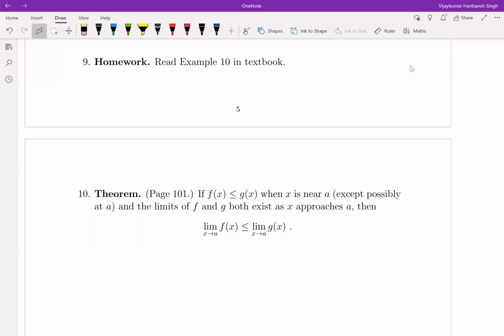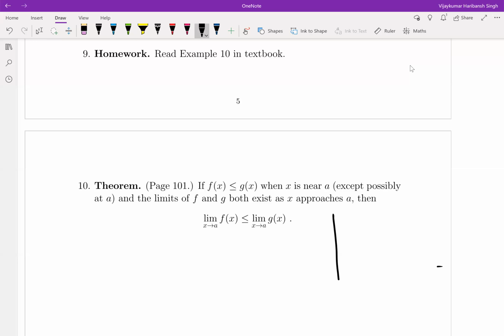Now, this theorem says the following. If f of x is less than or equal to g of x when x is near a, except possibly at a, because at a the function may not even be defined, and the limit of both f of x and g of x exist as x approaches a, then the limit as x goes to a of f of x is less than or equal to the limit as x goes to a of g of x.